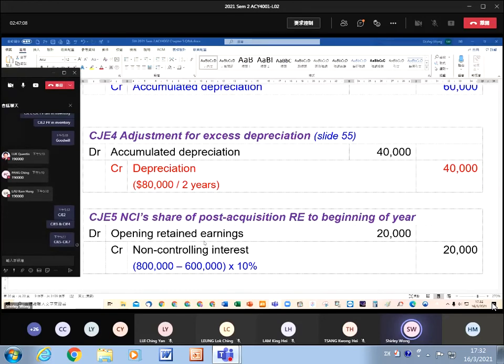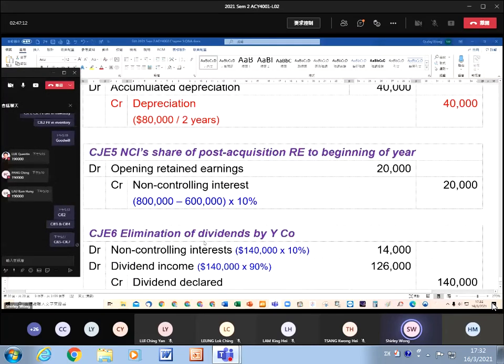The amount is 20,000. For elimination of the dividends, since the question gives you the dividend declared, they do not give you the dividend income. So you may need to calculate the dividend income yourself. Out of the 140,000, 90% is the dividend income paid to the holding company, and the remaining 10% is paid to the NCI. You need to calculate the dividend income yourself because it is included in the line of profit after tax.